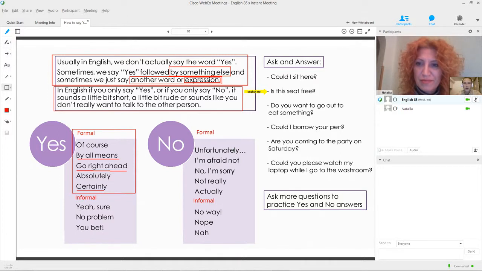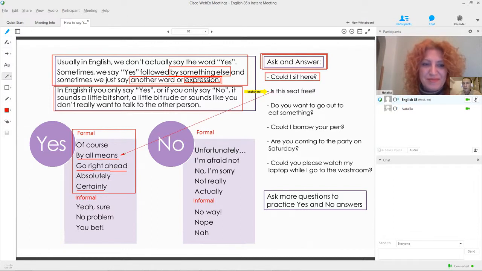Okay, look. Here we have ask and answer. Could I sit here? And then you can say by all means. It means yes. So usually people say that if you want to be polite, if you want to be friendly, you can say that.